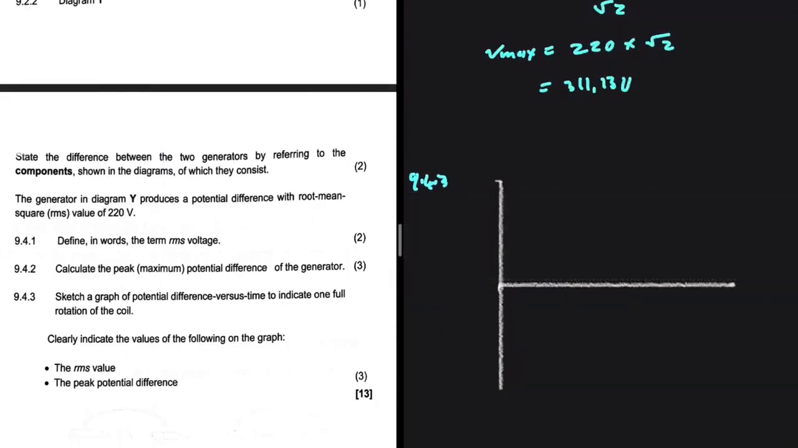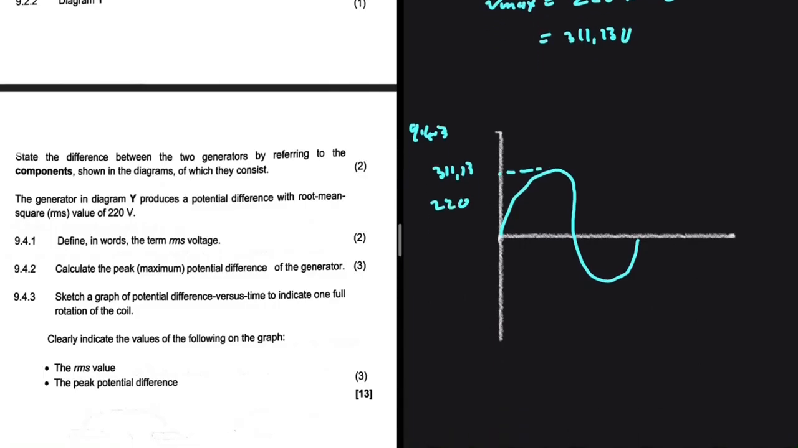In an AC generator, the current alternates. So we're going to have something like this. We're supposed to indicate Vmax and Vrms. Vmax will be somewhere here with a value of 311.13. And then we're going to have Vrms somewhere here with 220 volts. On the x-axis, we have time in seconds, and on the y-axis, we have the potential difference in volts.